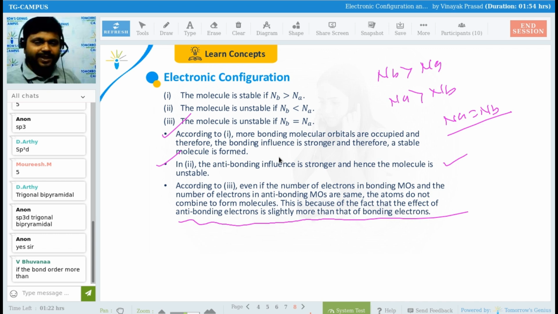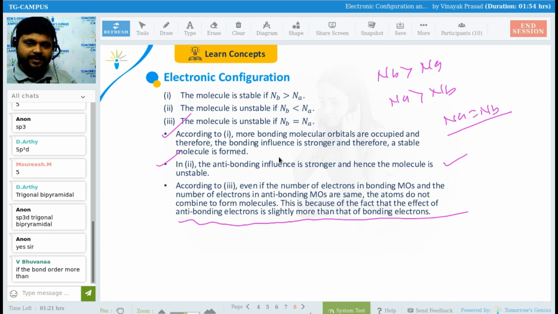Getting my point, everyone? So what are the three conditions that we have to learn? Bonding molecular orbitals, where the number of electrons is more than the anti-bonding molecular orbitals. So that will be more stable in nature, right? If the electrons present are more in amount in anti-bonding molecular orbitals than in bonding molecular orbitals, then it will be less stable. So that will also affect the bond order as well.